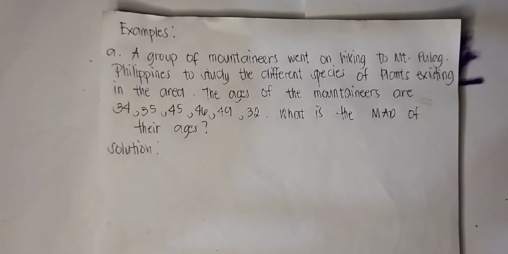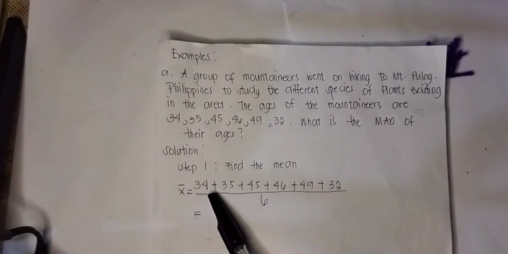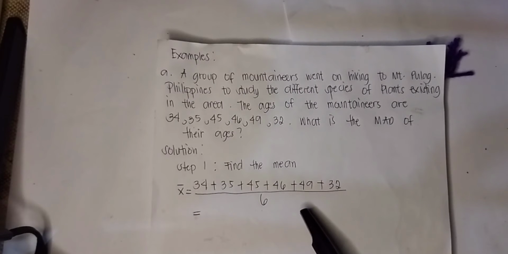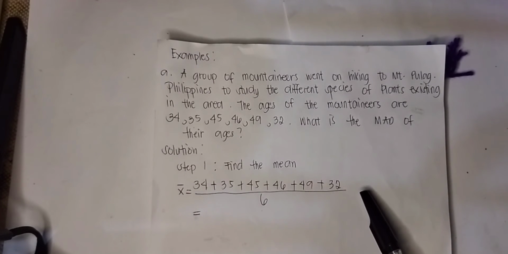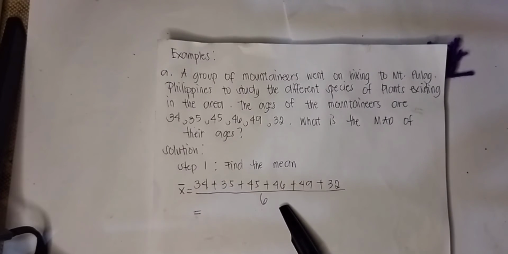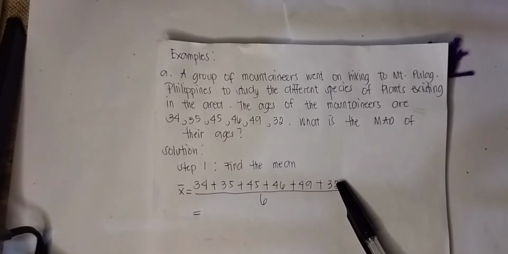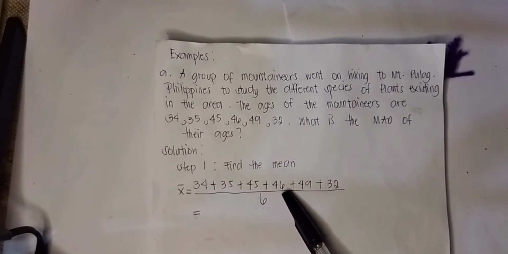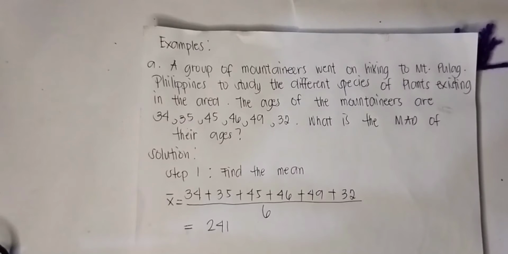So, as a reminder, to find the MAD or the mean absolute deviation, we must follow the four steps. First step, find the mean. To find the mean, add all the elements of the data set, then divide it by the number of elements. Here are the elements of the data set: 34, 35, 45, 46, 49, and 32. According to step 1, add all the elements of the set. The mean is equal to the sum of the elements of the data set divided by the number of elements, which is 6, because 1, 2, 3, 4, 5, 6. Adding all the elements, 34 plus 35 plus 45 plus 46 plus 49 plus 32 is equal to 241.